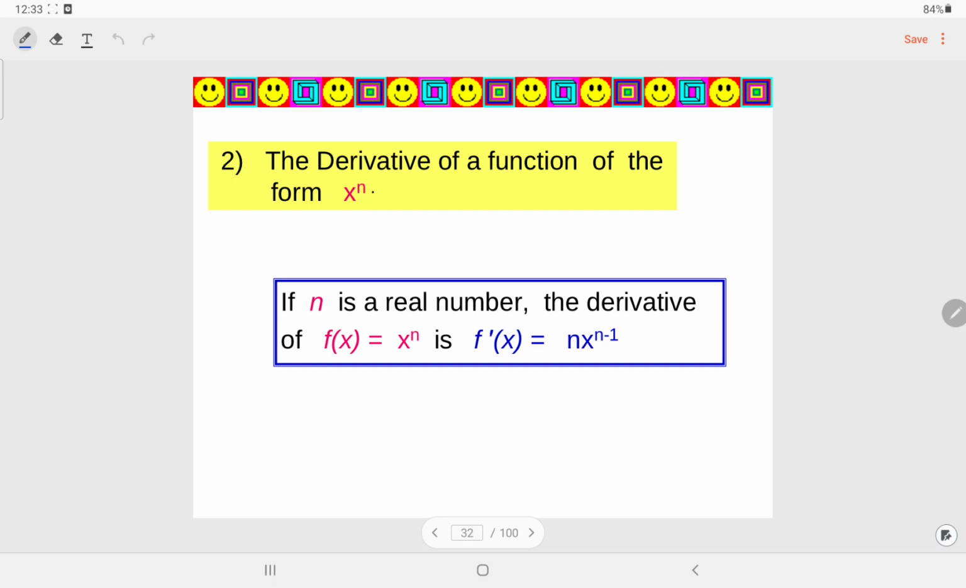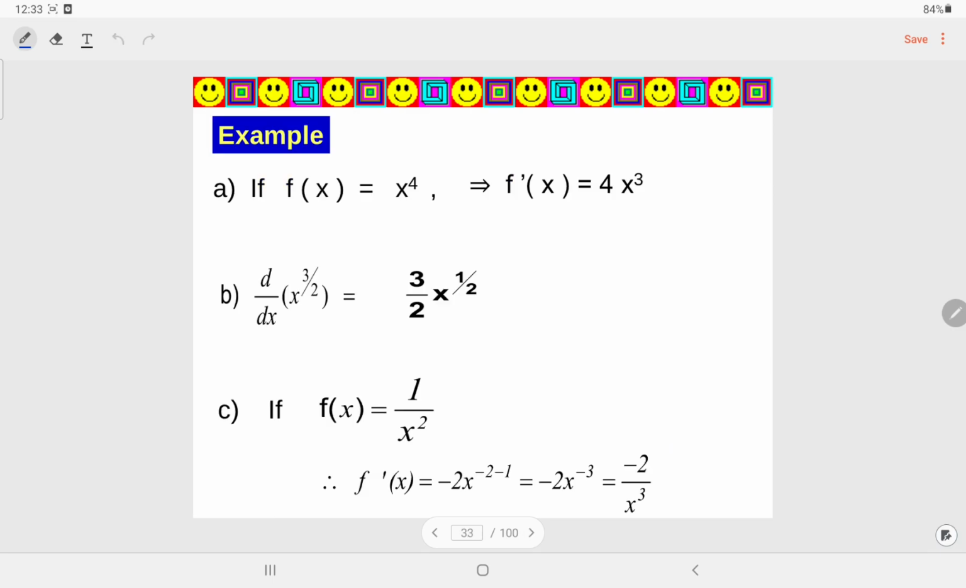The derivative of a function of the form x power of n, where n is a real number: the derivative of f(x) equal to x power of n is f prime x equal to n x power of n minus 1. Okay, this one x power of n, so bring down n, so n x, then this one you need to minus 1. Okay, if f(x) equal to x power of 4, then its derivative is 4x cubed.